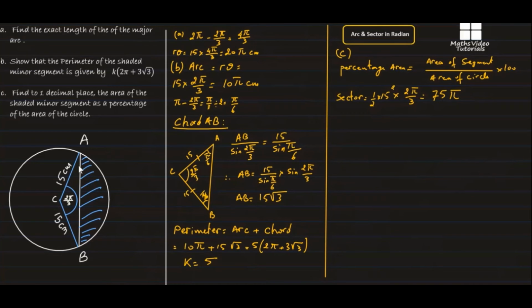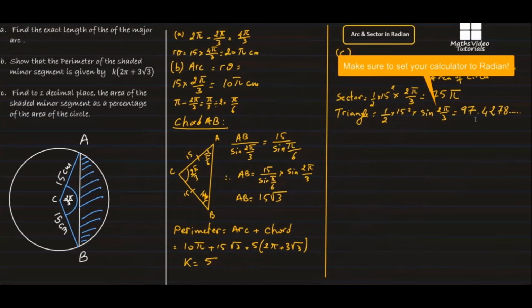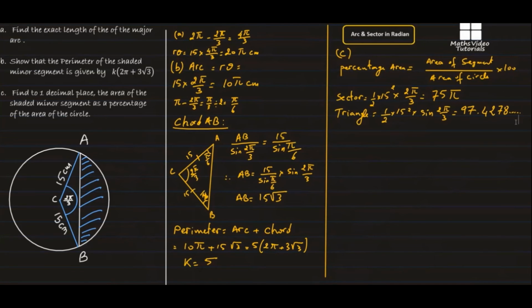And let's do the area of the triangle, this one here, ABC. We use the sine formula for the triangle. So triangle, again, is going to be half, 15 squared, times the sine of the angle, 2 pi over 3. So let's plug this in the calculator and we get 97.4278, and so on and so forth. Let's subtract the two. So the segment, basically, is the sector minus the triangle. 75 pi, subtract 97.4278. I can do the calculation right now, but I'm going to leave it till later.